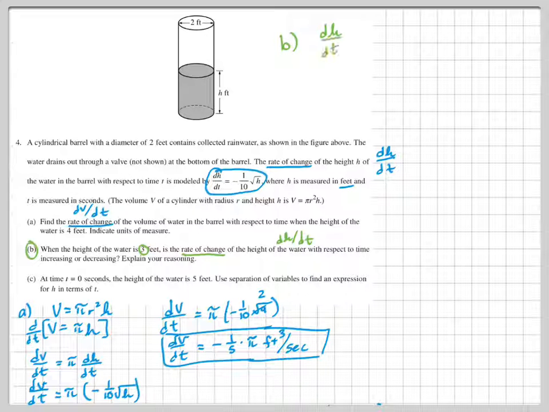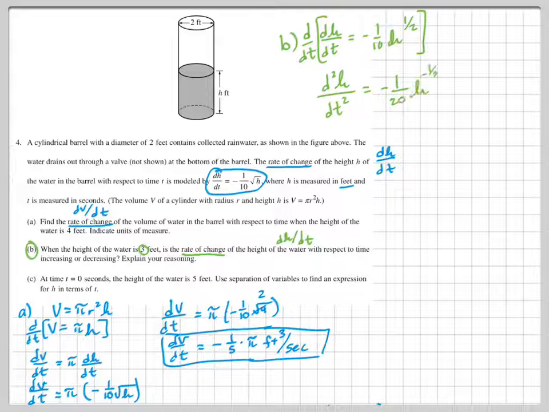So I'm going to write out dH/dt right here, which is given to us, and I'm going to take the derivative of it with respect to t, to time. So when I do the left side, I get d²h over dt squared. On the right side, I multiply the negative 1 over 10 by 1/2 to get this, and I subtract 1 from the 1/2 to get negative 1/2.